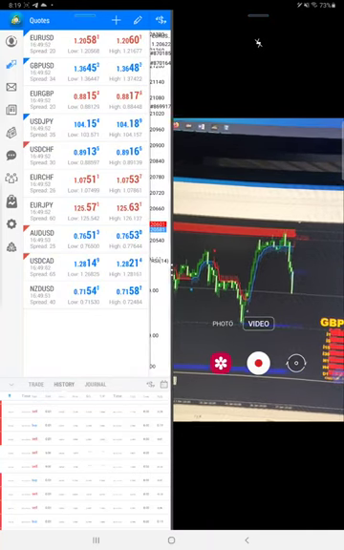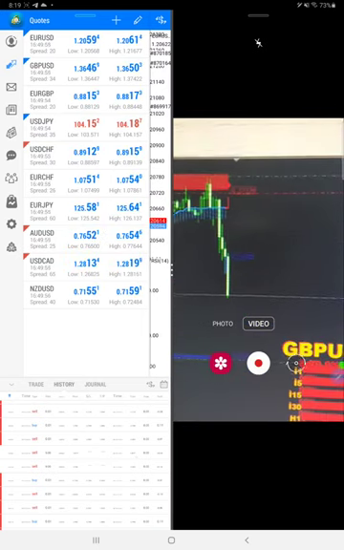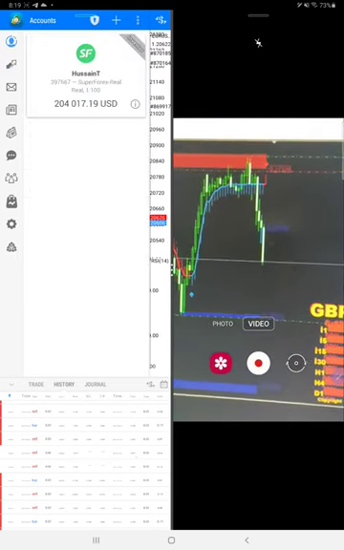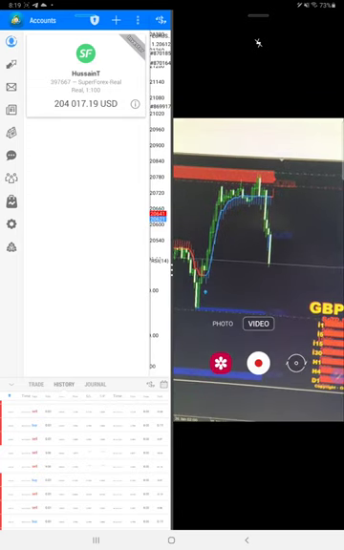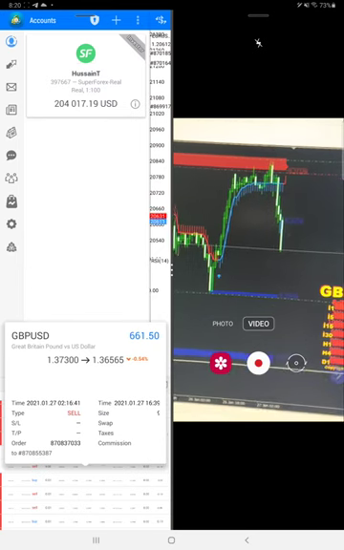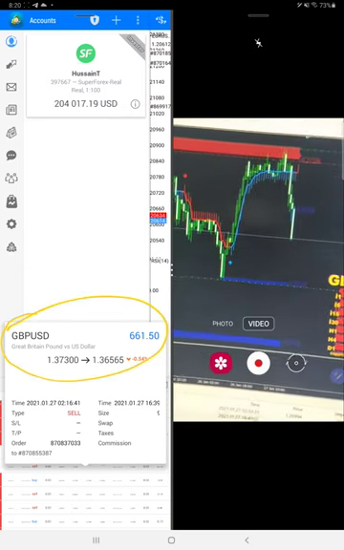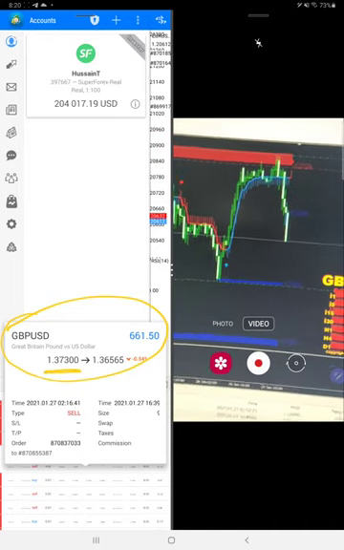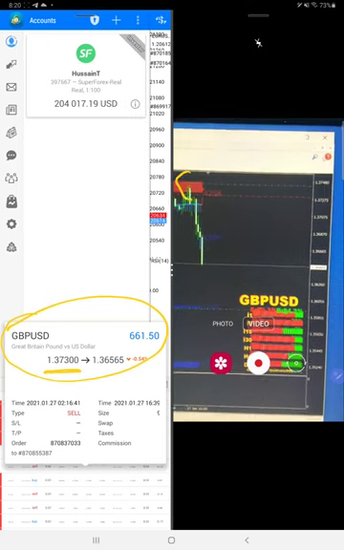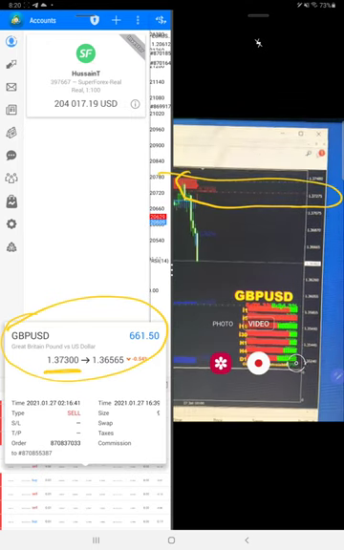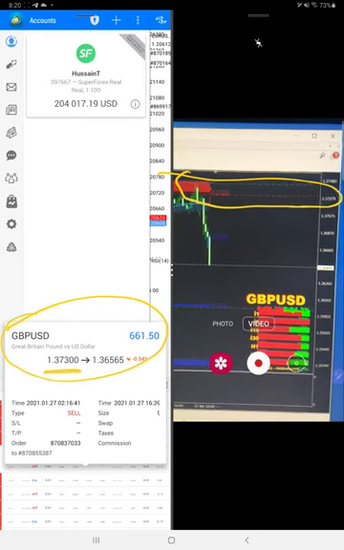So today we will show you our GBPUSD level. This is the live account, the same account as you can see on the screen. And this is the profit in GBPUSD. If you check, 1.37, and this is the precise level from which we have entered, 1.3730. And this is our entry point.